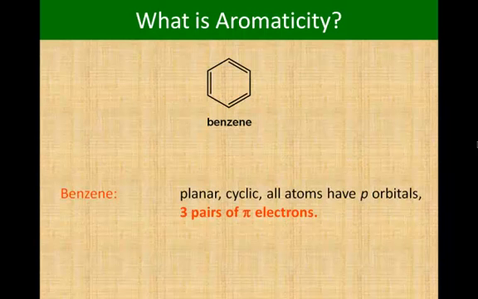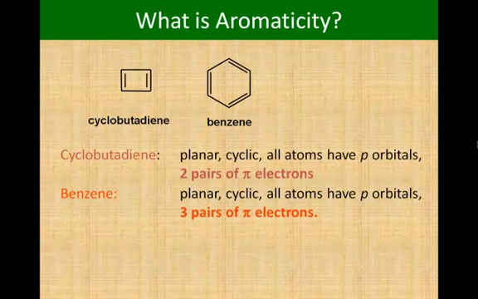It's planar, it's cyclic, all of the atoms in the ring have p orbitals, and there are 3 pairs of pi electrons, or an odd number of pi electron pairs. Another way to say that is that in the equation 4n plus 2, n is equal to 1.